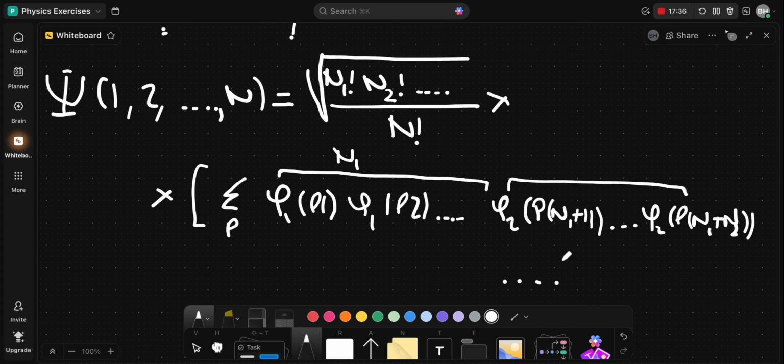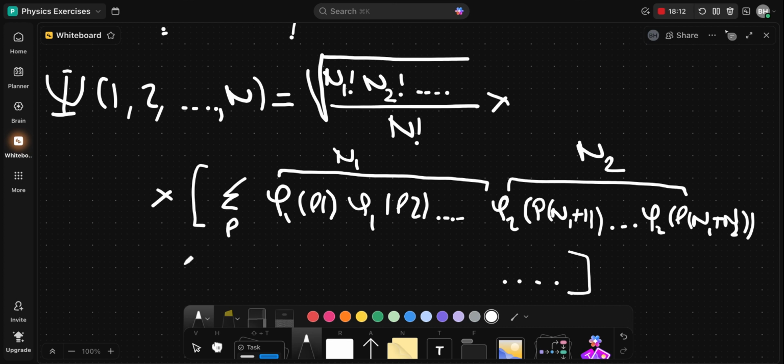So you always have n1 particles in state 1, n2. So this here starts at n1 plus 1 and goes up to n1 plus n2. That way, you always have n2 products of the phi2 orbital, you might say, a single particle wave function next to it. Now, I'm going to close this because there was a sum there. And what is this sum? We have to talk about that.